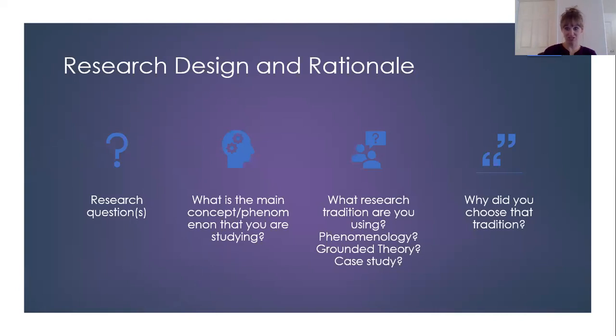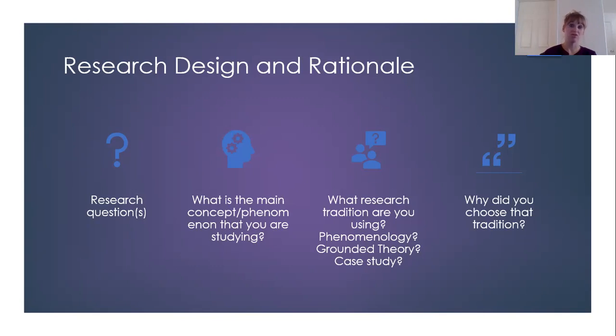So first on chapter 3, let's talk about the research design and rationale. So you will state your research question as listed previously. This is just your specific research question or questions, depending on your study. You're going to talk about the main concept or phenomenon that you're studying. And you will talk about the research tradition that you're using. Are you using phenomenology? Are you using grounded theory? Are you using case study? Are you using a specific kind of case study? All of those things you'll discuss.